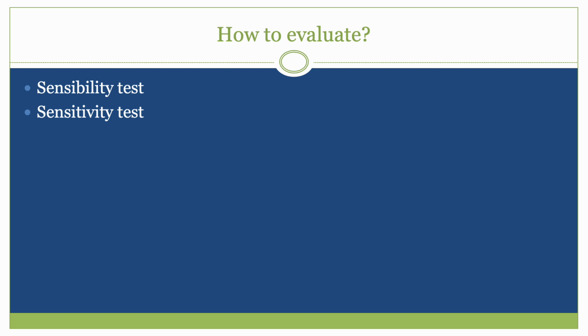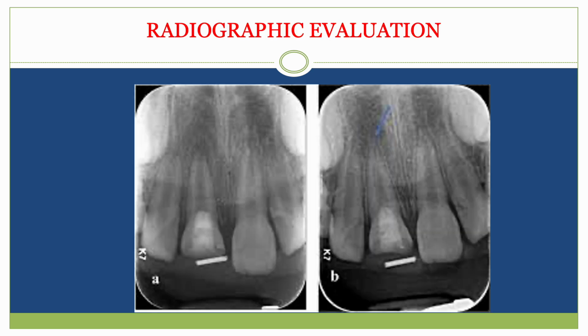So how do you evaluate? You evaluate whether the tooth is vital based on sensibility and sensitivity tests. You can also evaluate using a radiograph. In this X-ray, you can see an open immature apex. After the regenerative procedure, there is closure of the apex, confirming that the regenerative procedure is successful.